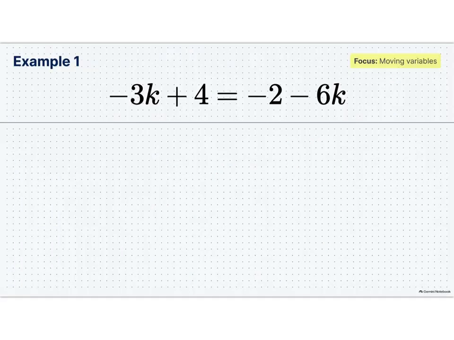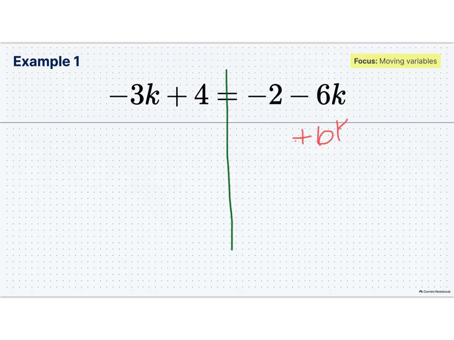Okay, so we're not really adding many steps. It's the same thing that we've done before, but now we're just adding a little bit more to it. So first off, we can't distribute. We don't have any like terms on the left or the right, but we do have variables that we need to move. So I want to move my variables to the left.